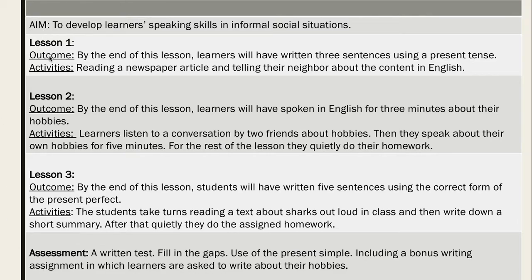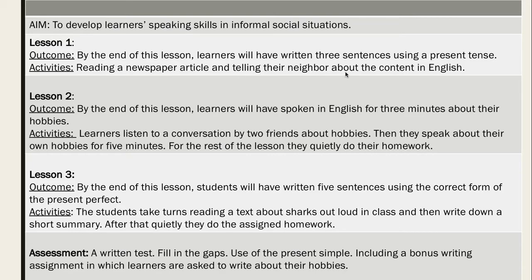What about the first lesson? By the end of this lesson, learners will have written 3 sentences using a present tense. Well, okay, but we know that the test is on the present simple, so perhaps we should just focus on the present simple. There are lots of present tenses in English. And the activities to get them to this goal: reading a newspaper article and telling their neighbor about the content in English. But again, not constructively aligned.